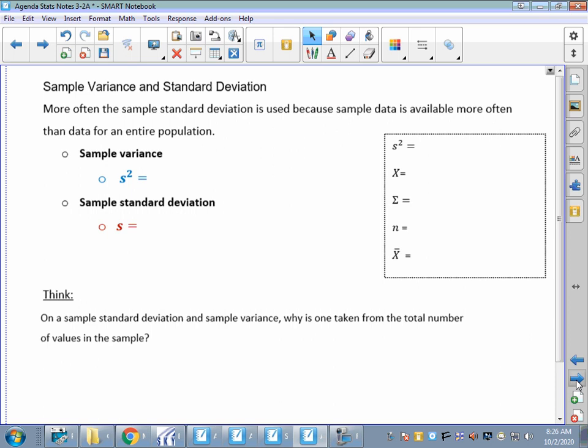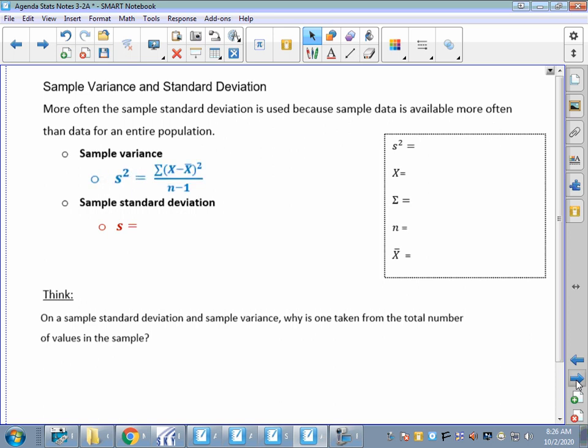Again, we're concerned about how far our data is away from the mean. How spread out or varied is it? So more often the sample standard deviation is used because you've got sample data. We don't usually have data for the entire population. If our population variance is sigma squared, our sample variance is S squared. Sigma squared for population, S squared for samples.